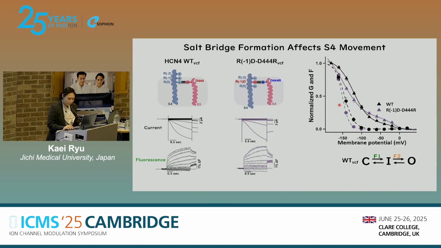And this is mutations about on the other hand, in the R-1 D444R double mutant, F1 was shifted to the right, and F2 was shifted to the left, stabilizing the intermediate state. This result suggests that R-1 and D444 form salt bridges in the intermediate state.